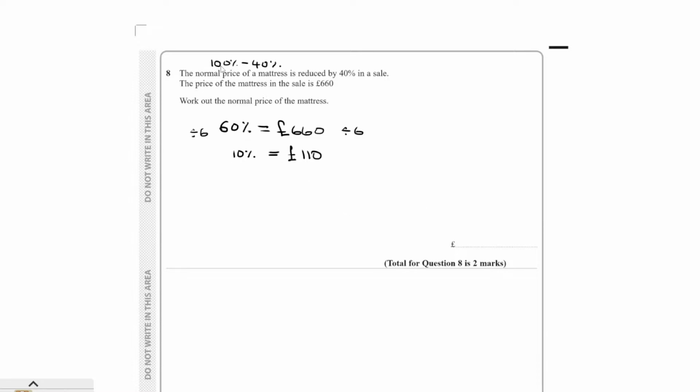Then to get 100%, so the original price, the normal price, I would say, well, how do I go from 10 to 100? We have to times by 10. So just add a 0 basically. So that's £1,100 is the original price.